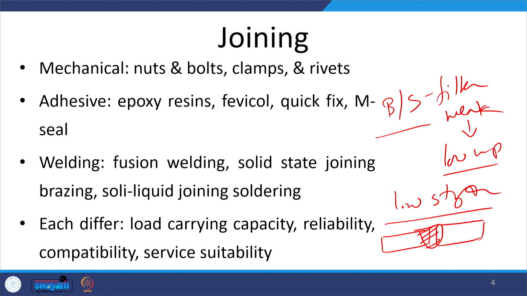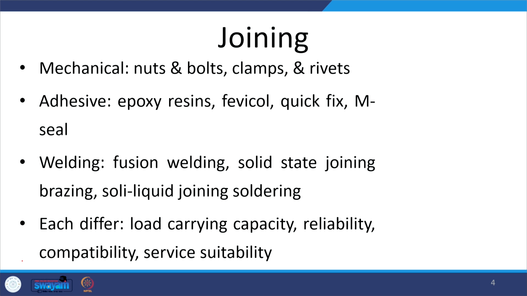Heat damages the material, and that is why fusion-based processes are not preferred for joining those metals which are very sensitive to external heat application. And therefore, if the load requirement, if the structural stresses that will be acting on the joint during service are not very high, then even brazing and soldering joints can be used.